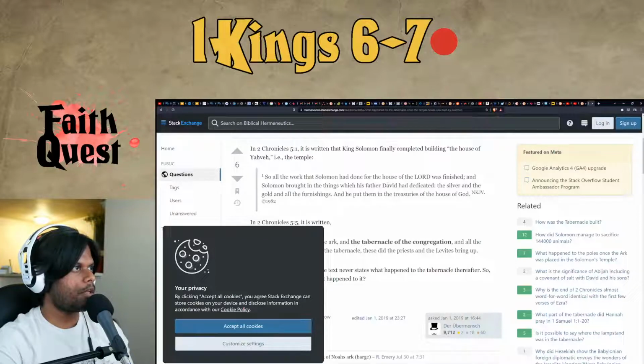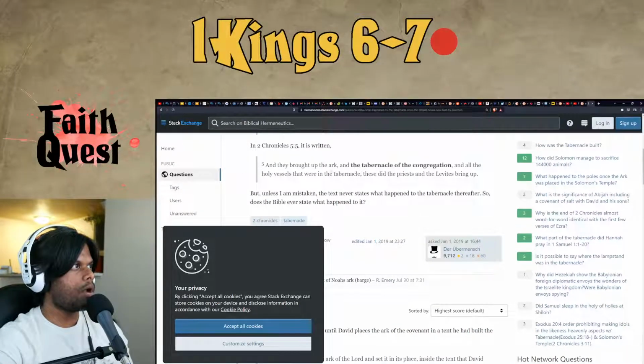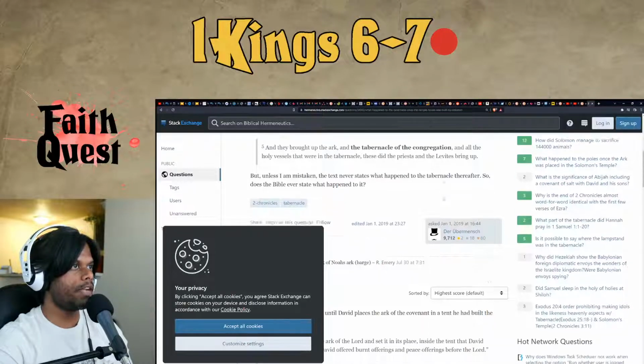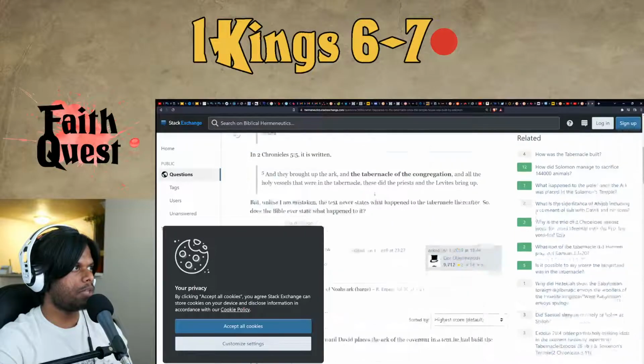So all the work that Solomon had done for the house of the Lord was finished, and Solomon brought in the things which his father had dedicated, the silver and the gold and all the furnishings. He put them in the treasuries of the house of God. And they brought up the ark and the tabernacle of the congregation, and all the holy vessels that were in the tabernacle. These did the priests and Levites bring up. But unless I'm mistaken, the text never states what happened to the tabernacle thereafter. So does the Bible ever state what happened to it?